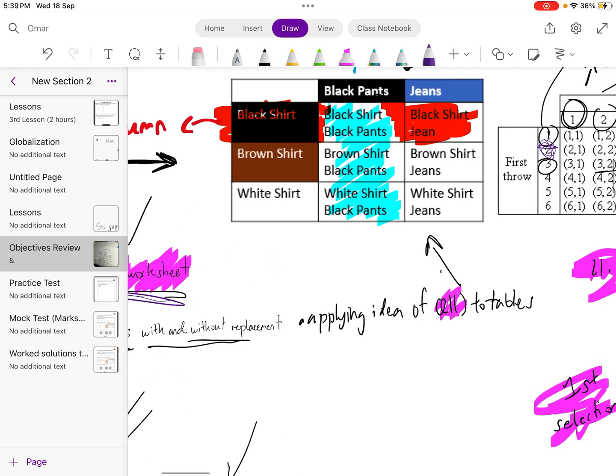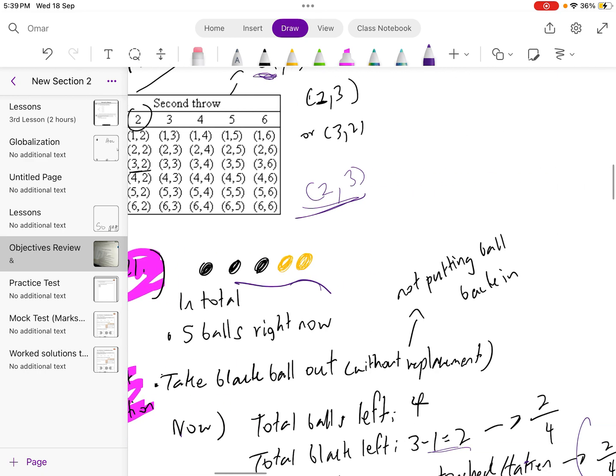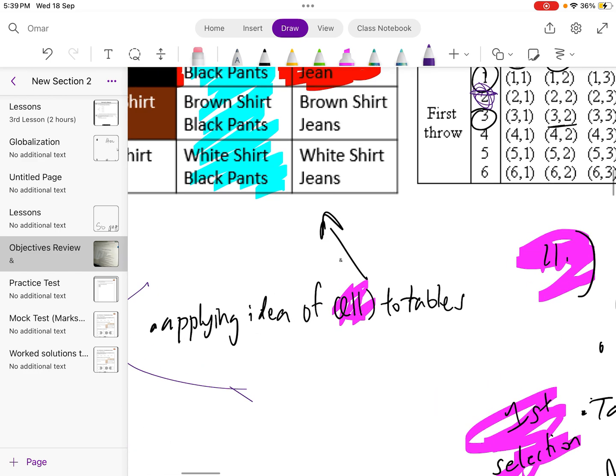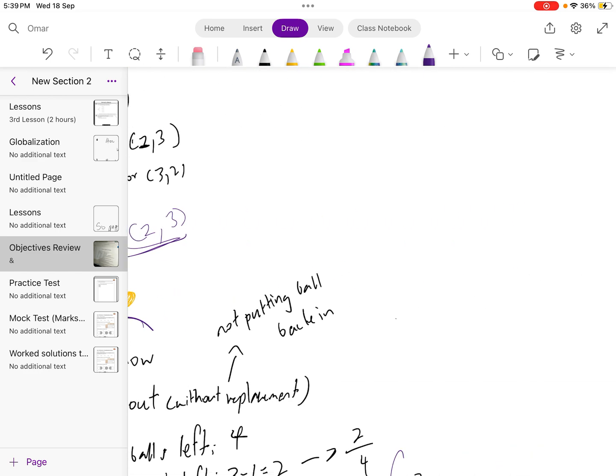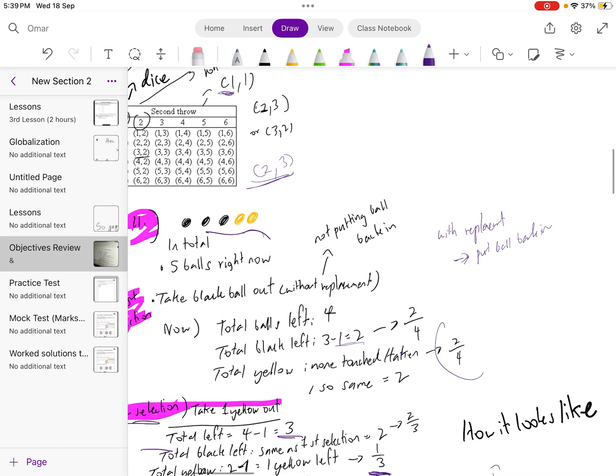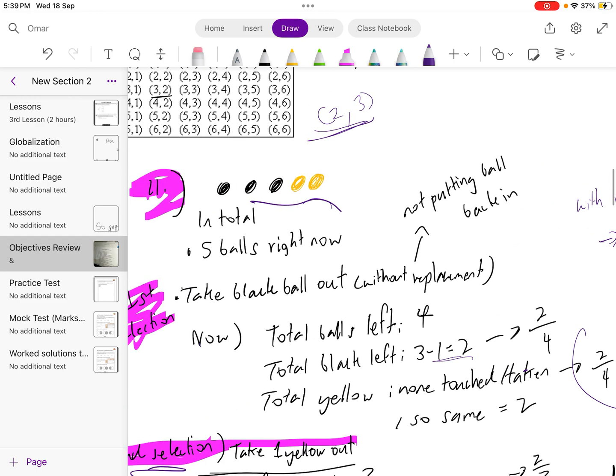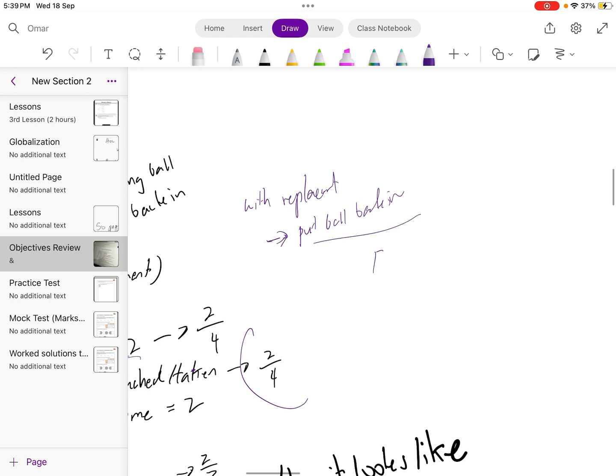And for question 12, just apply the idea of without replacement and with replacement to the tables. With replacement means you put the ball back in. So here, for the first section, the balls left would still be 5. If you took out a black ball and you put it back in, it will still be 5. Yeah, okay.